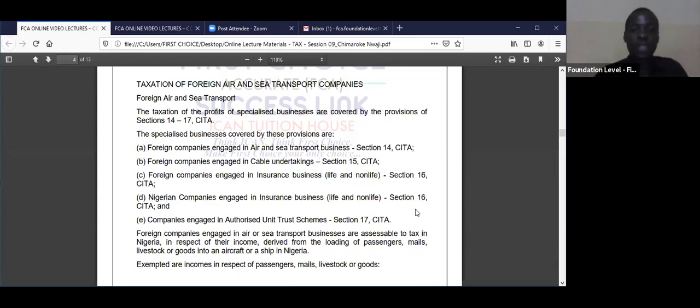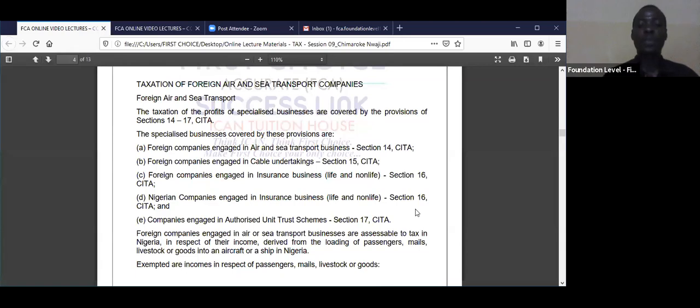All the while we have been doing taxation of companies and individuals or sole proprietors, we have been referring to Nigerian companies. So can you give me an example of foreign companies engaged in air transport? Yes, we have British Airways. British Airways is a foreign airline company. A Nigerian airline company could be Arik Airline or Aero.